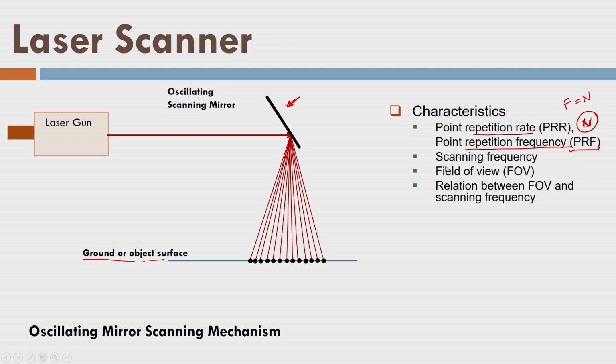Then we have the scanning frequency. As we know, F number of pulses are fired in 1 second by an oscillating mirror and laser gun combination, right? What does it do basically? You see that there was a laser gun and the mirror was oscillating like this, perpendicular to the laser gun, right? And now we can see here that it is not possible to fire all the pulses in 1 second.